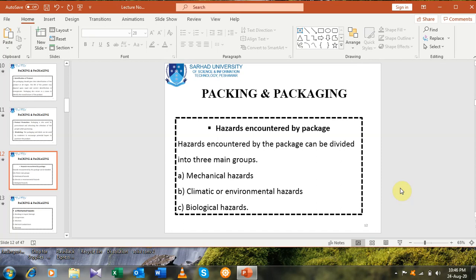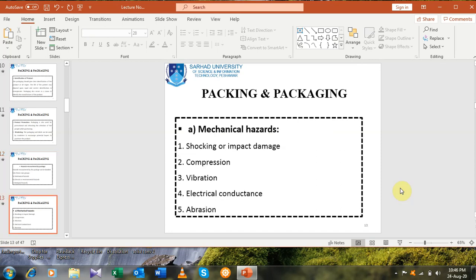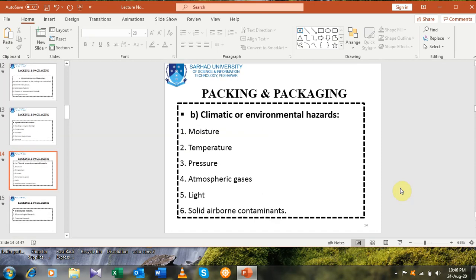That is, protection from mechanical hazard, climatic or environmental hazard, such as different temperature and humidity, or biological hazard. The mechanical hazard includes shock or impact damage, compression or pressure, vibration, electrical conductance, and abrasion. These are the types of mechanical hazard.